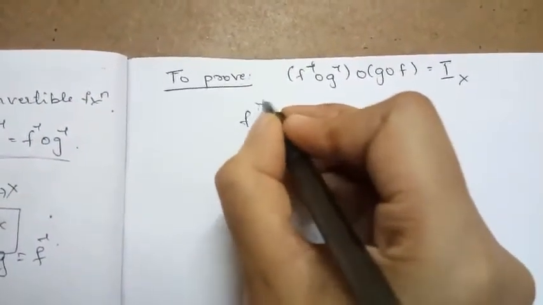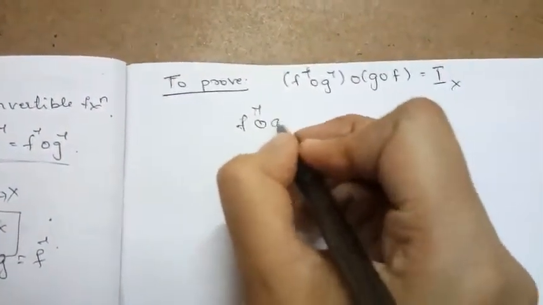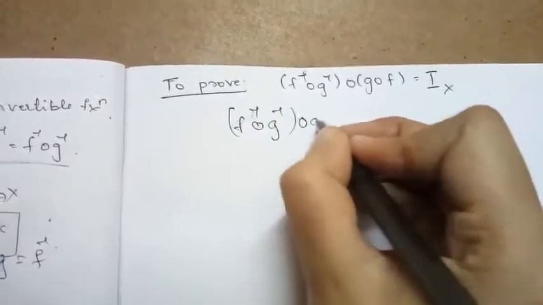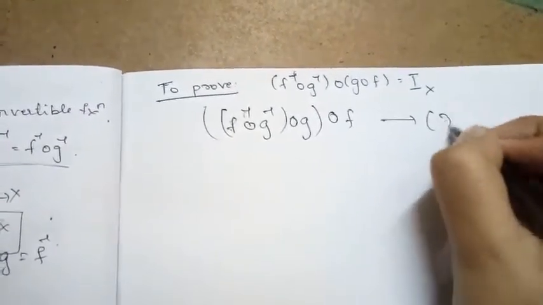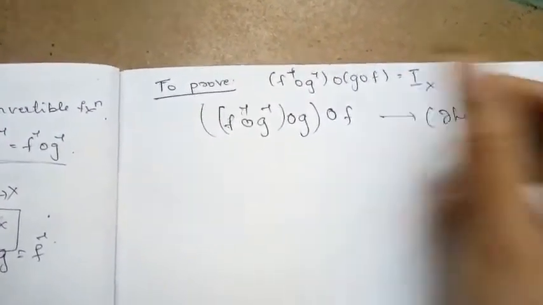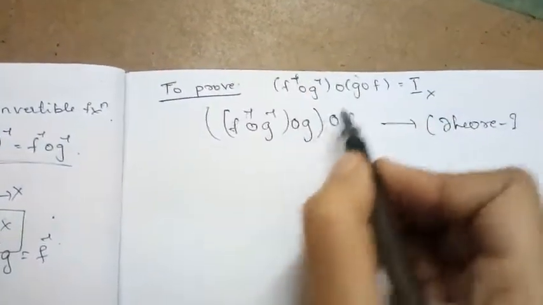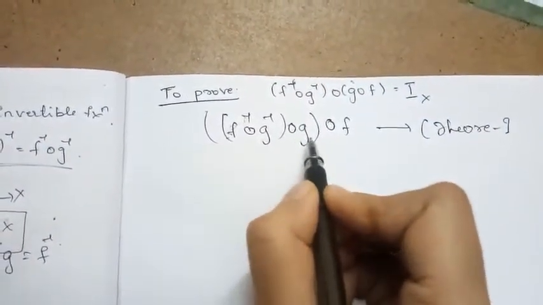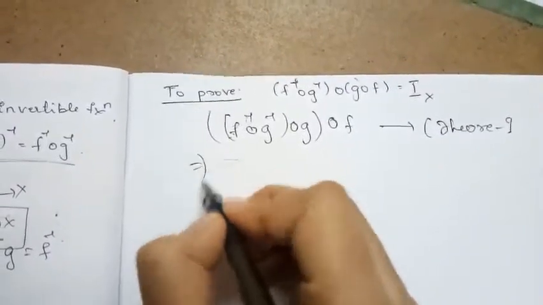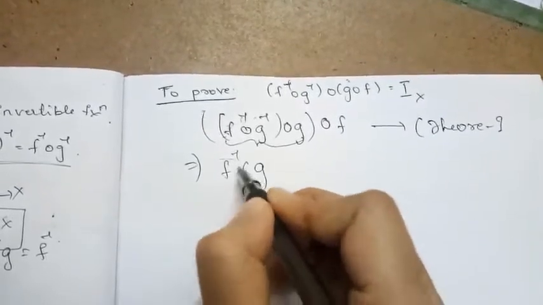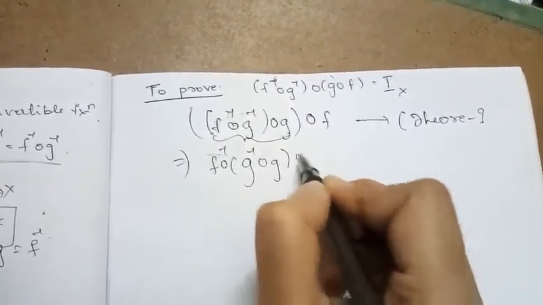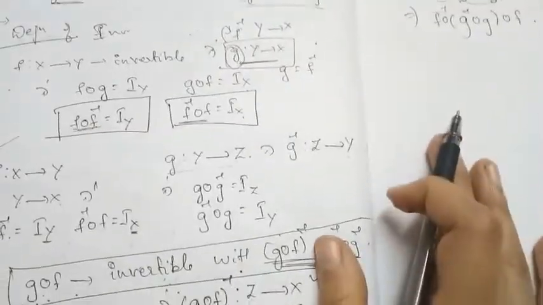So taking the LHS with the help of theorem 1, f inverse of g inverse of g of f, I can write like this with the help of theorem 1, that is by grouping. So here I have divided the grouping like this: f inverse of g inverse of g of f. Considering these three, that is f inverse of g inverse of g of f, you have seen clearly g inverse of g is equal to what? That is Iy. G inverse of g is equal to Iy.